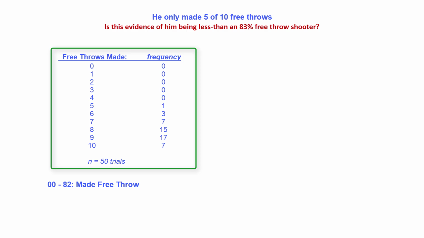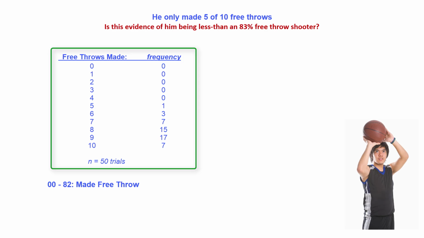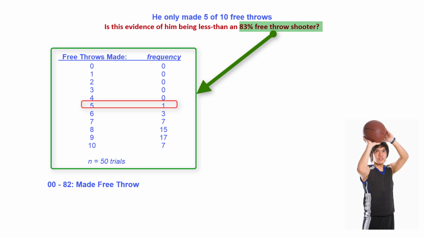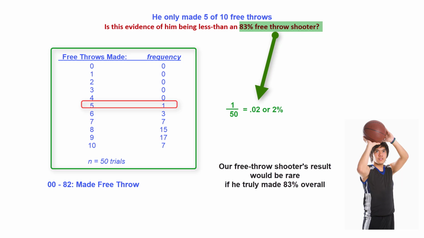So, knowing that we're looking at the kind of distribution of results you should get if you're an 83% free throw shooter, now consider the one and only sample of size 10 from this individual. He only made 5. So by looking at the typical results, we could see an 83% free throw shooter would only make 5 or less free throws in about 1 out of every 50 samples. That's just a 2% relative frequency. So this is evidence to convict beyond a reasonable doubt of 5% that this player is less than an 83% free throw shooter.